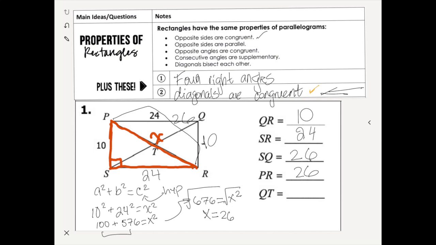The last thing they asked us for is QT. QT is this halfway point right here. If we said SQ is 26, that means these two have to be congruent. So if we divide 26 by 2, that means this is 13 and this is also 13. So QT is 13. Let's try another example.